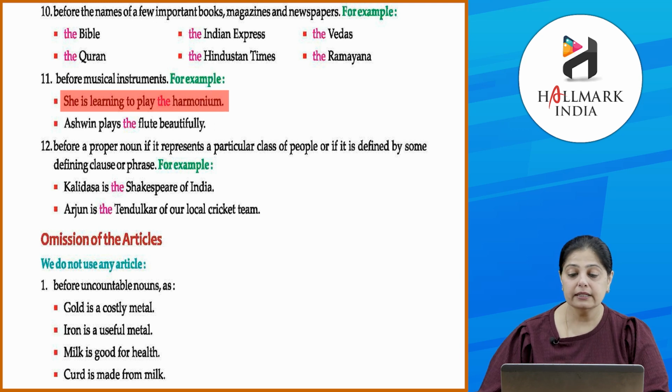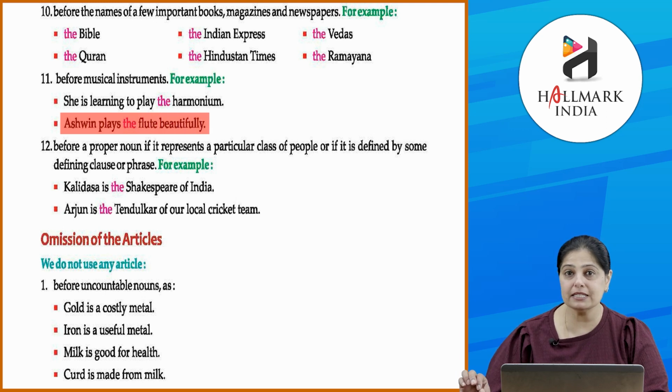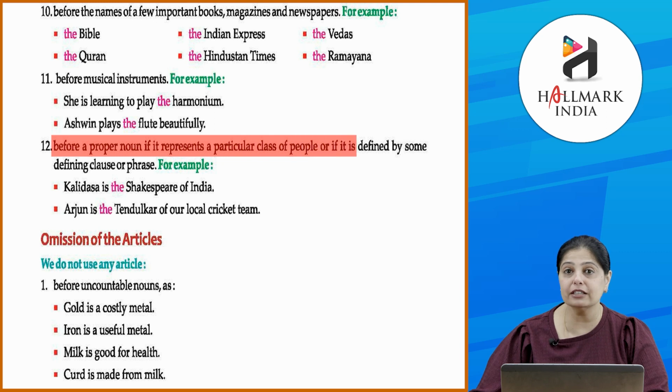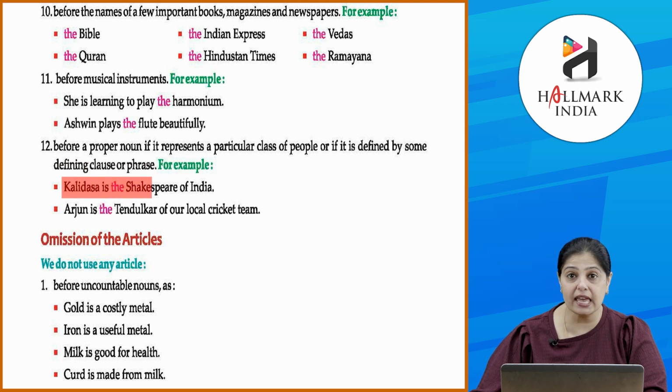Okay. Next is, Ashwin plays the flute beautifully. So musical instruments like flute, piano, violin, सबके पहले आता है the. Before a proper noun, if it represents a particular class of people or if it is defined by some defining clause or phrase. For example, Kalidas is the Shakespeare of India.